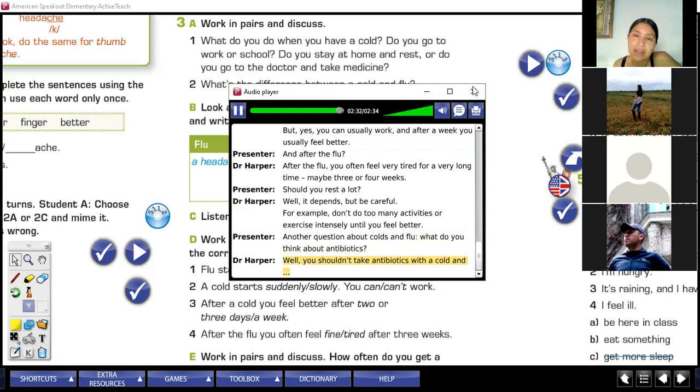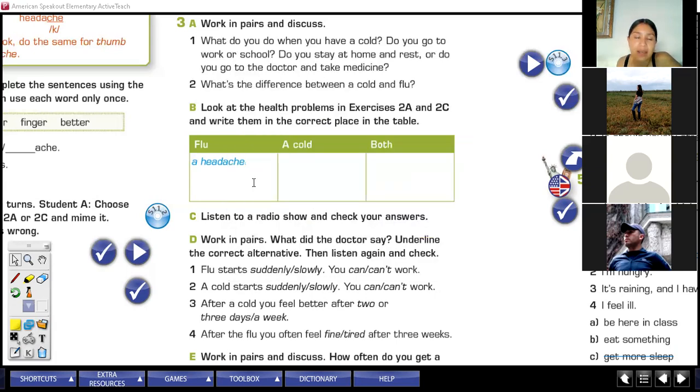Okay. So, what do you think now? Let's talk about the problems we were reading and see how we can match them. With flu, we have a headache. With a cold, we don't. What was the other one? It was stomachache. I think it is it. The temperature. When do we have a temperature? Flu or cold or both? Flu is very high temperature.